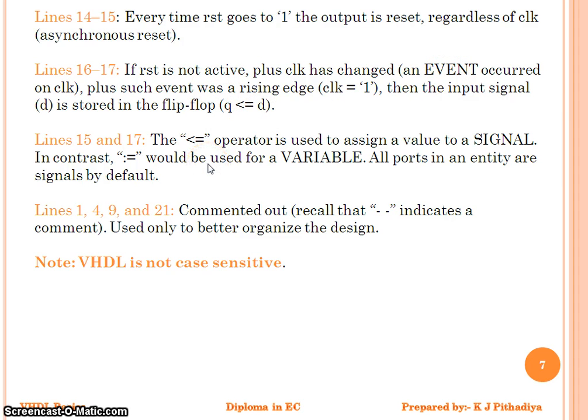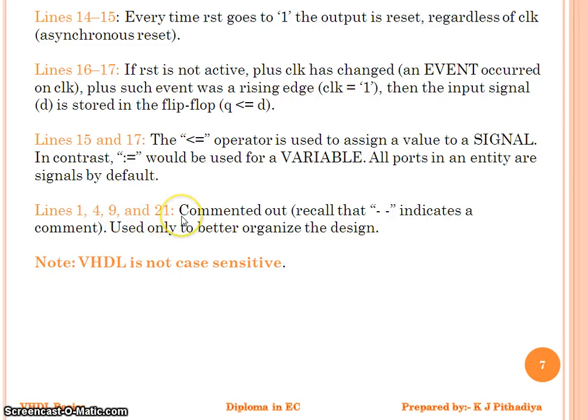Later, in lines 15 and 17, we can see the symbol that is given, the operator for a signal. So they are assigning a value. This is nothing but the assignment. When we write this, it is a signal assignment. In contrast, this other symbol is for a variable. All ports in the entity are signals by default. So we are basically assigning by this symbol. So this is for a variable, this is for a signal.